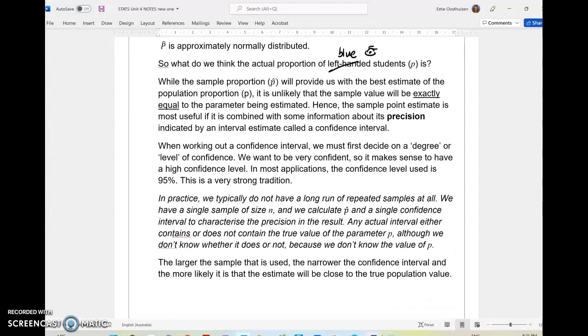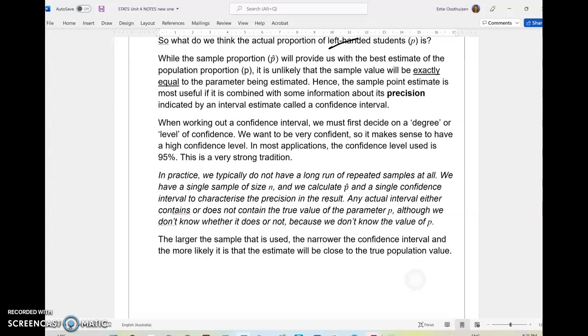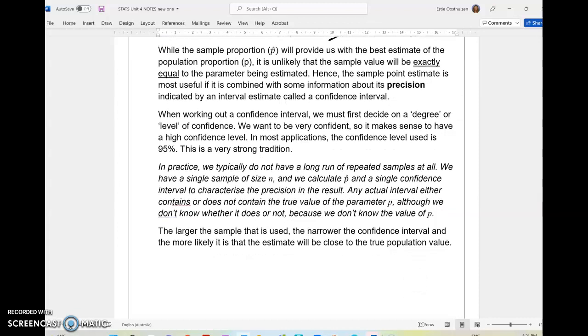When working out a confidence interval, we must first decide on a degree or level of confidence. We want to be very confident, so it makes sense to have a high confidence level. In most applications, they choose a confidence level of 95%, and this is a very strong tradition. Just remember, in practice, we typically do not have a long run of repeated samples at all. We have a single sample size of n, and we calculate the p hat, and we calculate a single confidence interval to characterize the precision in the result.